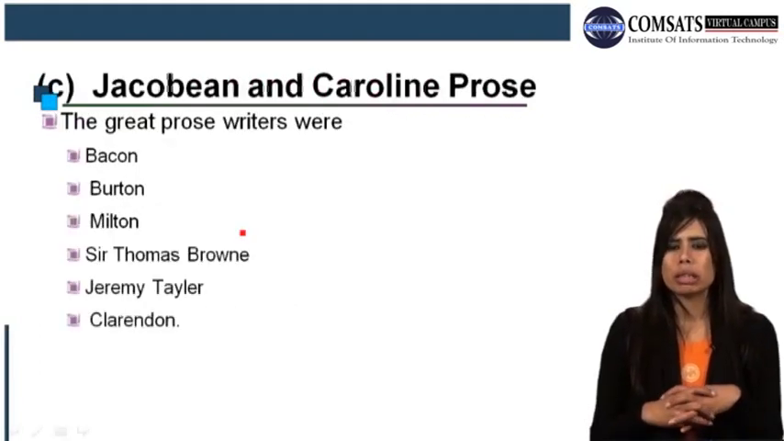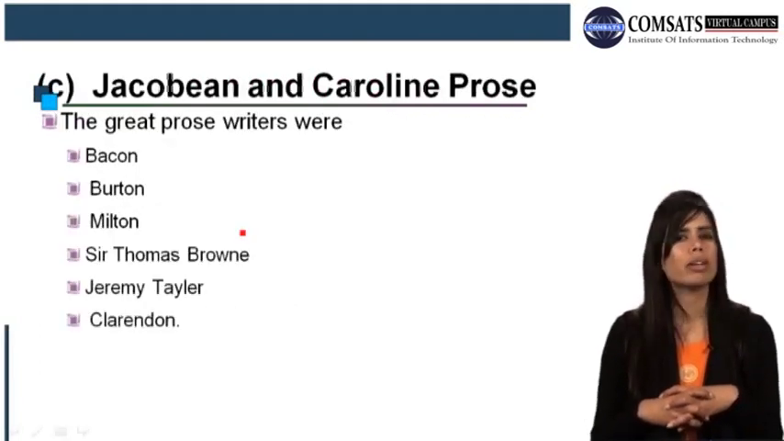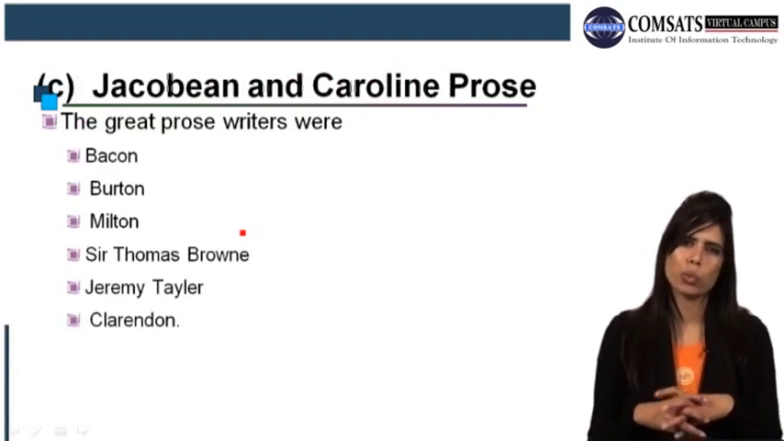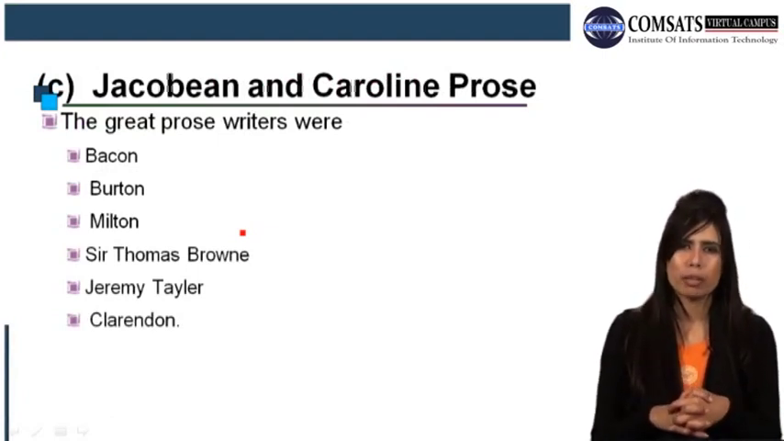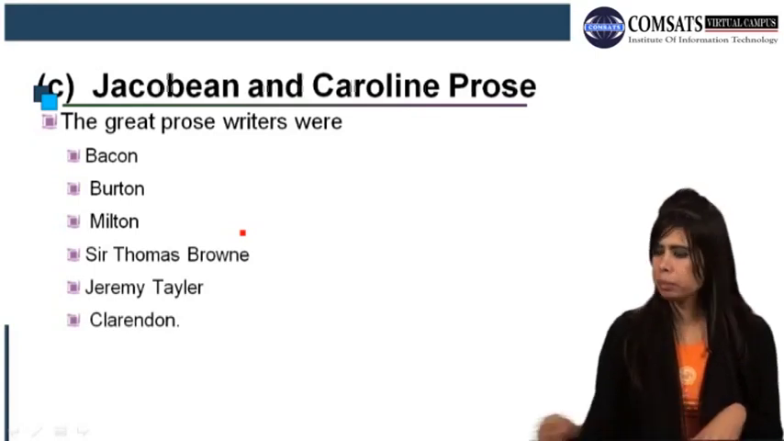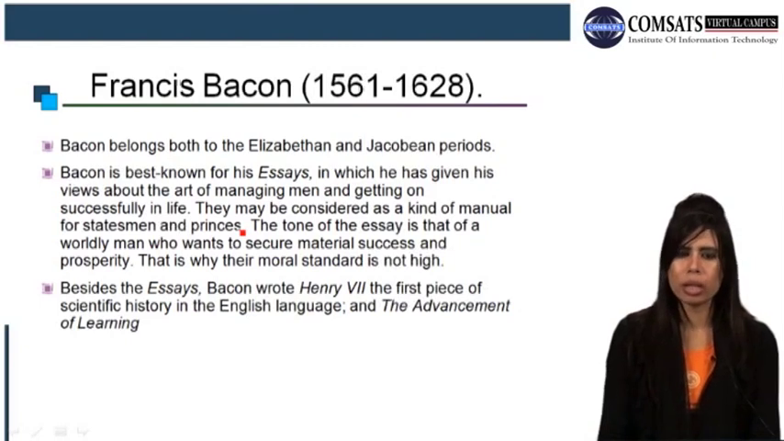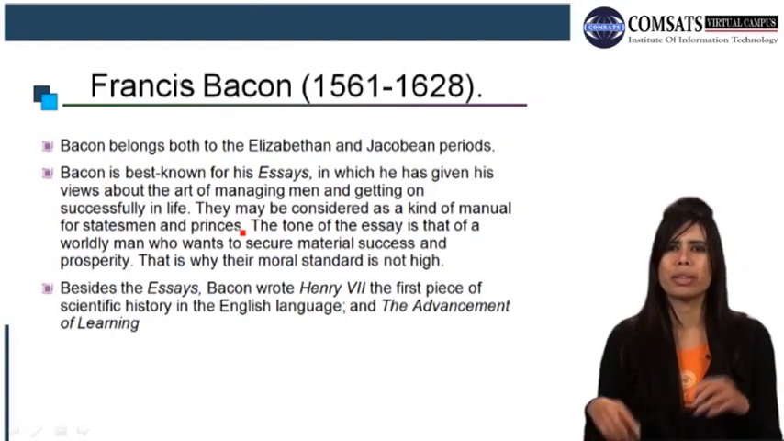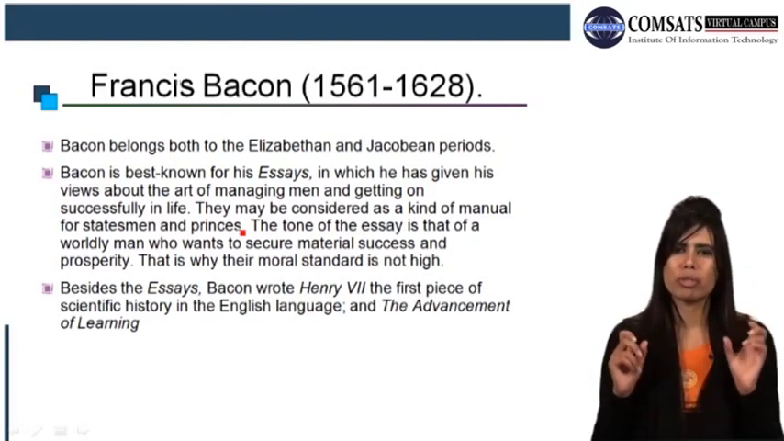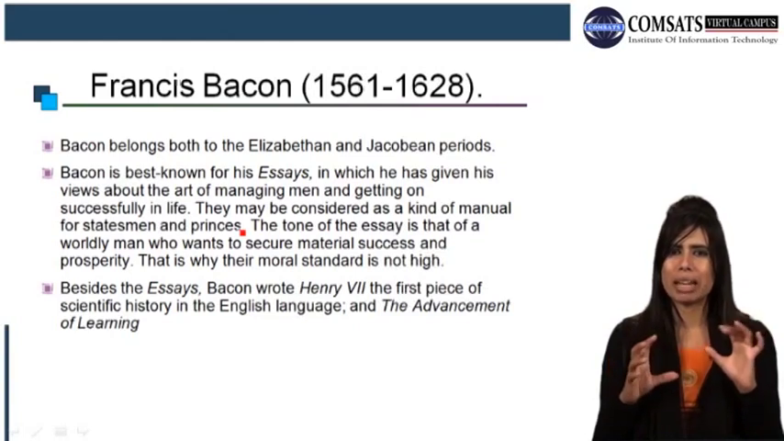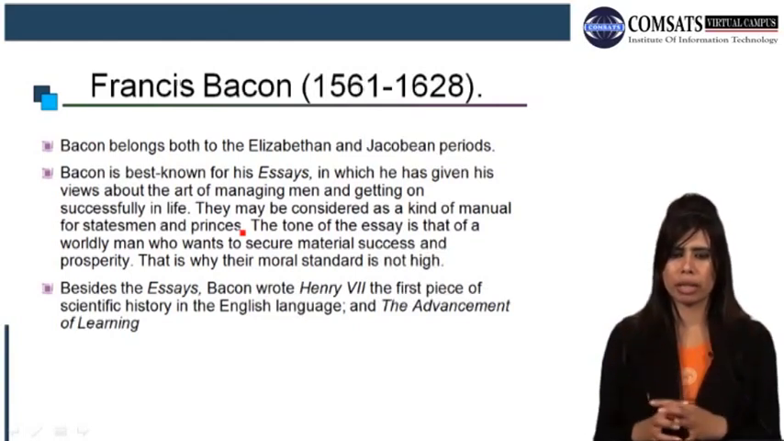Now when we talk about Jacobean or Caroline prose, or in other words Puritan age prose, who is the most prominent figure? The name of the writer is Bacon. Francis Bacon. His full name was Francis Bacon, and he started writing his essays in 1561, and he published his last essay in 1628. Bacon belongs to both the Elizabethan and Jacobean periods. So here you'll see the influence of the Elizabethan plus the Jacobean periods in the writings of Francis Bacon.